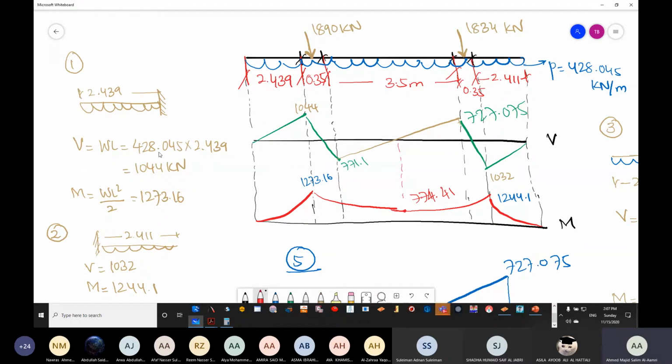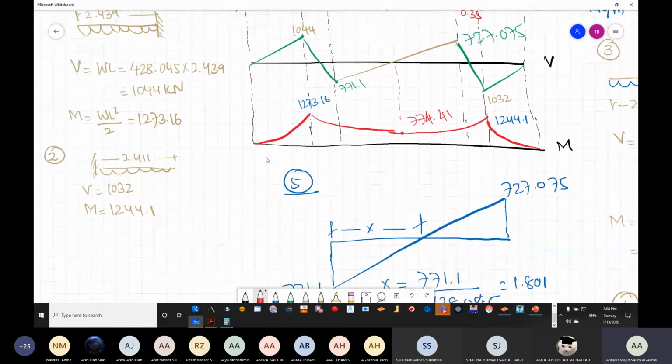Okay. So once again, we have 1,444 as a shear force, and we have 1,273 as a bending moment. Now, if you can see, I have plotted the 1,444 and the 1,273. We have finished from it.